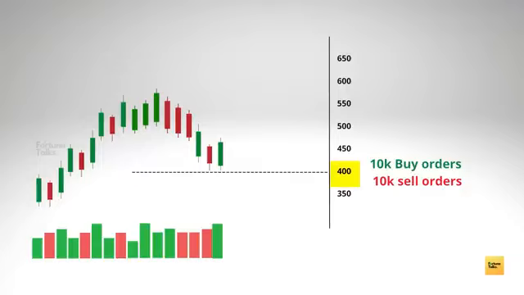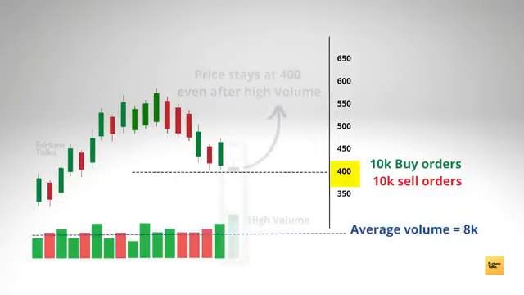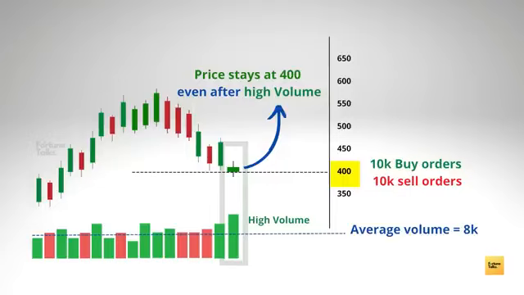For example, let's say there are 10,000 buy orders and 10,000 sell orders, all at rupees 400 of a stock, and let us say that the average volume of the stock is 8,000 for the last 10 days. Even though the 10,000 shares were exchanged resulting in a higher than average volume for the particular day, the price will not move up. The simple reason being all the orders are placed at the same price, that is rupees 400.